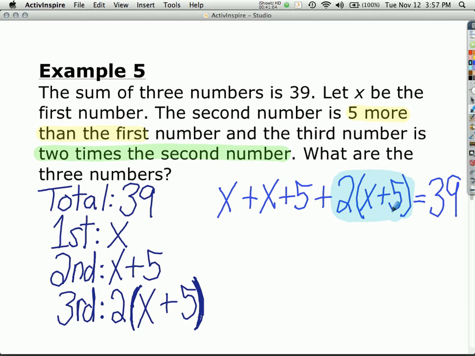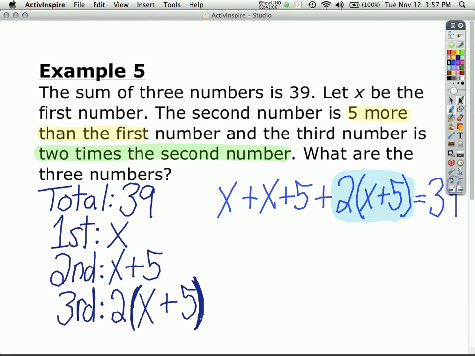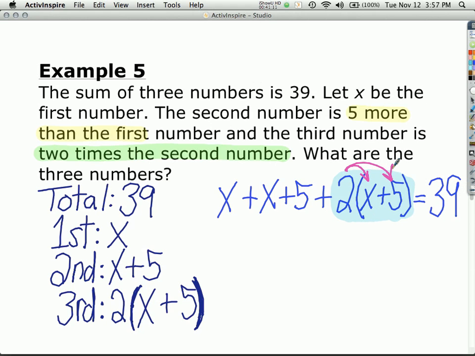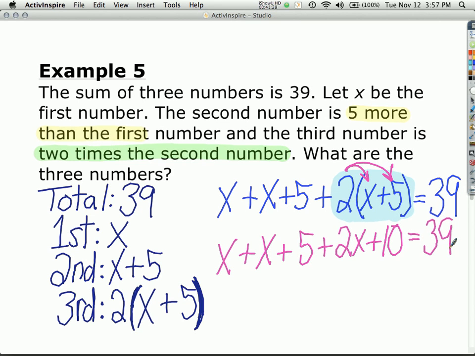So everything else you can pretend doesn't exist. We have to distribute first. Here and here. So we've got 2x plus 10. And we haven't used any of this, so we just bring it to the next line. Does anyone have any questions on how that was done so far? Okay.